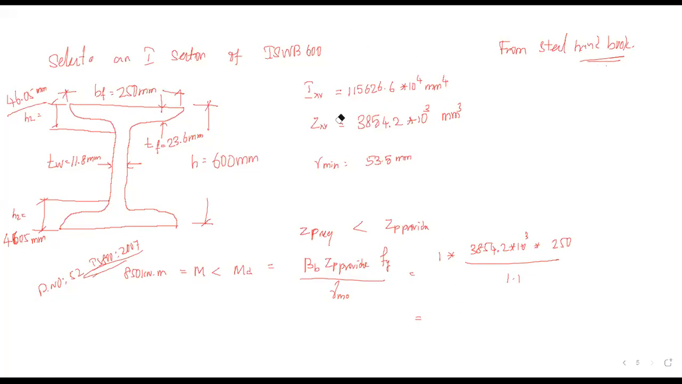The answer is 875.955 kilonewton meter. So M is less than MD. Hence, safe in bending moment transfer. Okay, so here it is safe. Next, we should move on to shear force calculation. That is, check for shear.